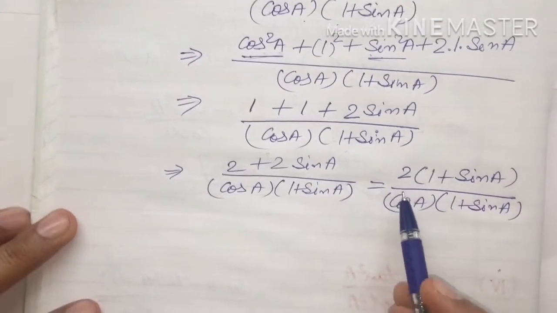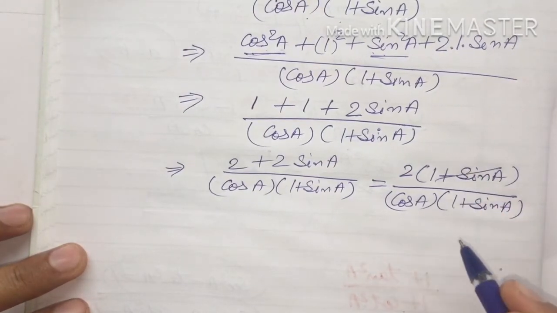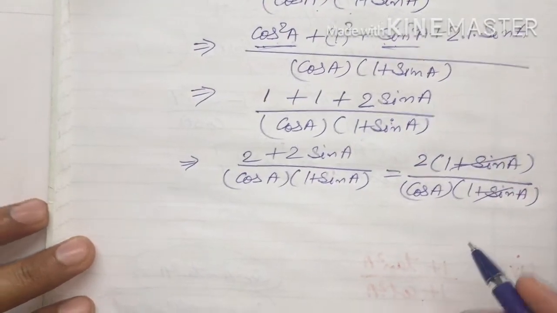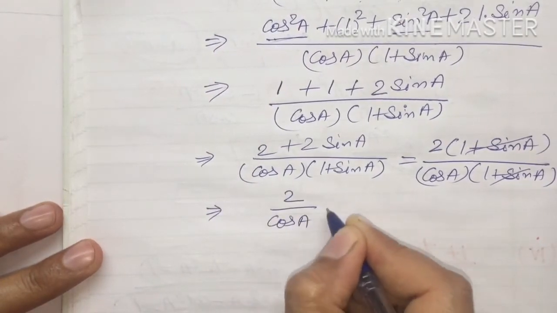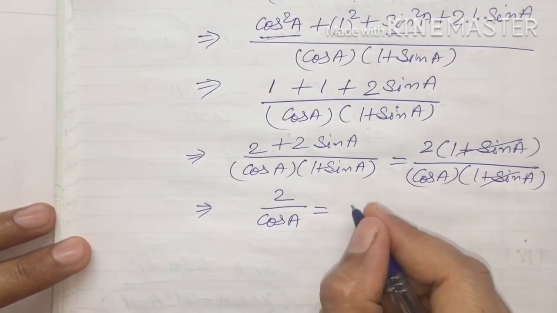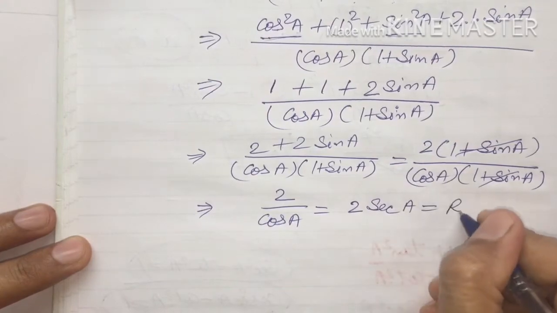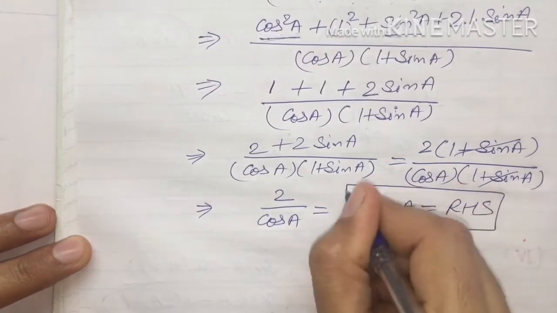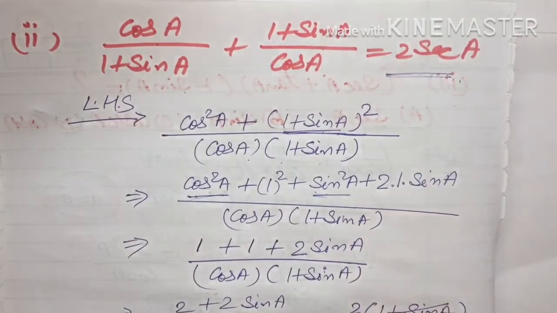So these terms are in the multiplication, we can cancel the same term. 1 plus sine A I will cancel from 1 plus sine A. So left part 2 upon cos A. So I can write 1 upon cos A is equal to secant A. So I can write 2 secant A, and this is equal to our right hand side.